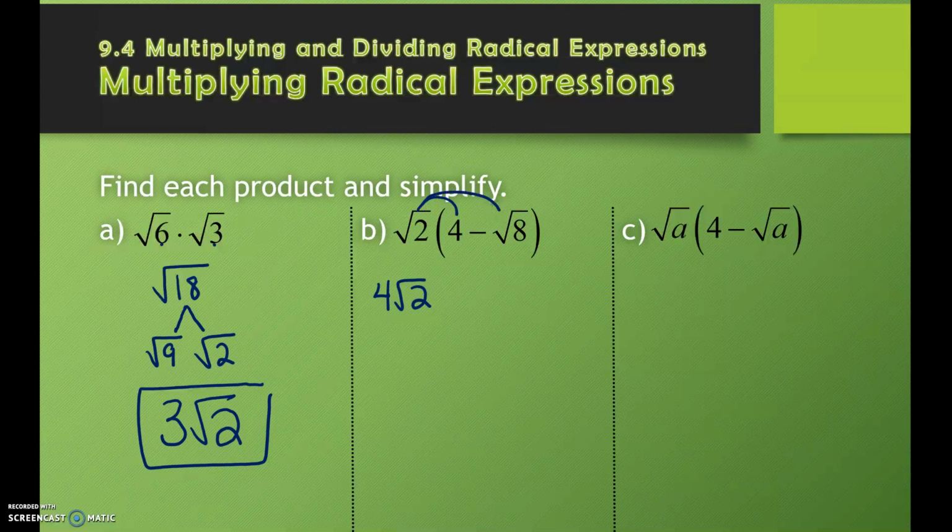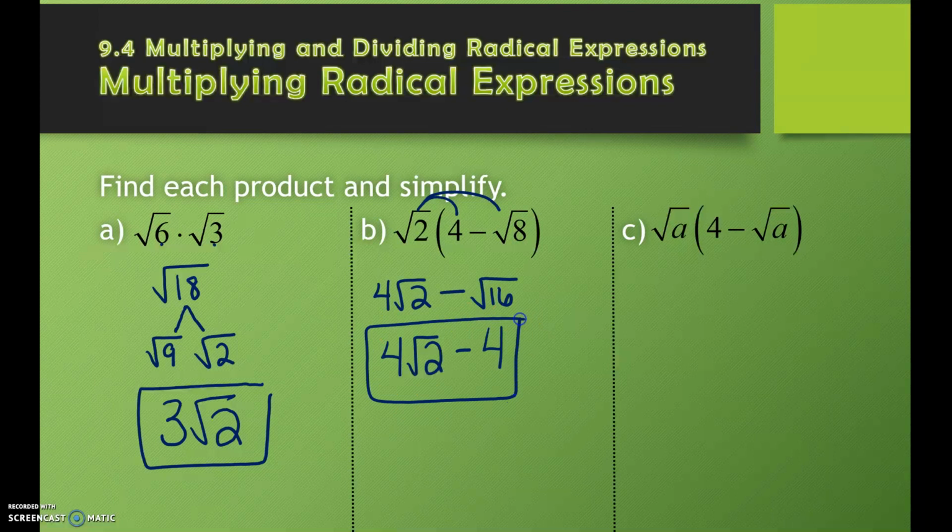Square root of 2 times negative square root of 8. The 2 and the 8 are both under the radical, so that becomes the square root of 16, and there's a minus sign in front. What is the square root of 16? 4. So we have 4 square root of 2 minus 4. Because this 4 doesn't have a square root of 2, you can't combine them. It is 4 square root of 2 minus 4. They are not like terms. I want you to try C on your own, and we will check it in a minute.